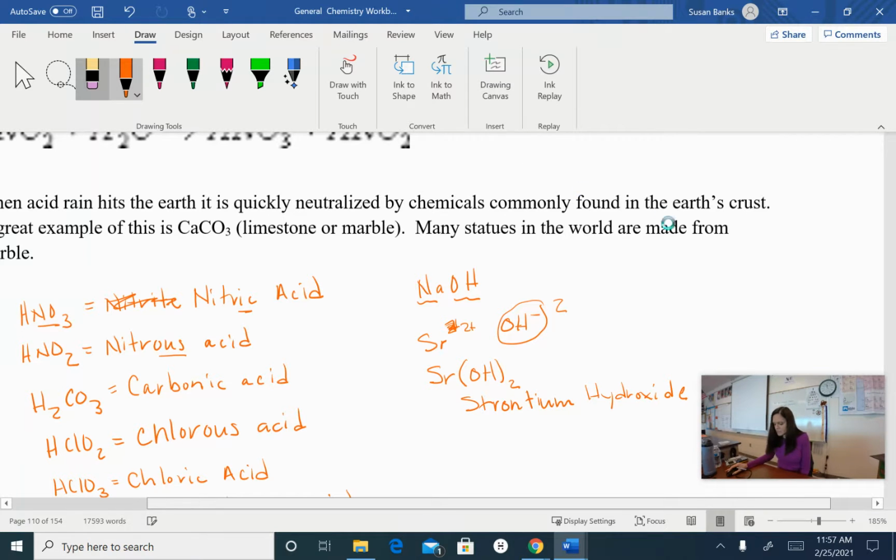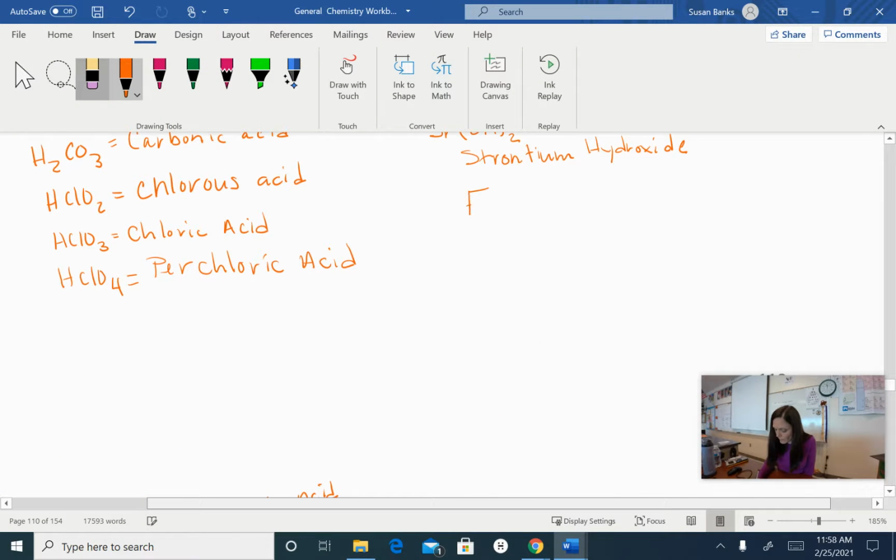Okay, let's do another one really quick. What if I had iron that was a positive 3 and a hydroxide? How would I balance those charges? I would need 1 iron and I would need 3 hydroxides. So it would be Fe(OH)3.